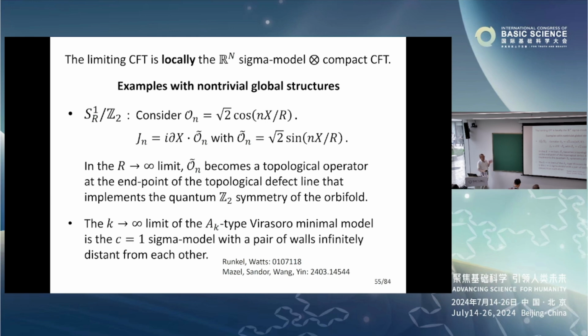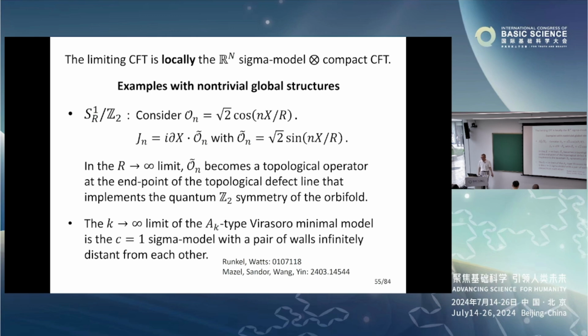It was shown by Cumrun Vafa in 1988 that if you consider an orbifold, by gauging some discrete group symmetry of a conformal field theory, then in the orbifold theory, you get a new quantum symmetry. And there is a topological defect line which implements the symmetry, and that is endable. And O tilde is actually the operator which sits at the endpoint. So this is actually a non-trivial operator in the end. So in this case, you can see that the flat space limit is not just x, but it always comes with this topological operator.